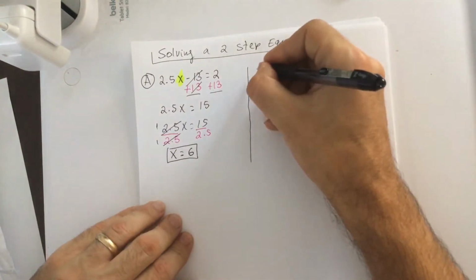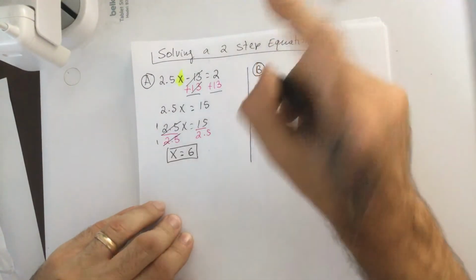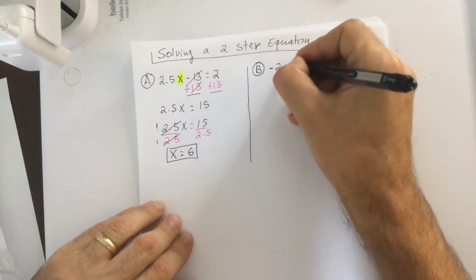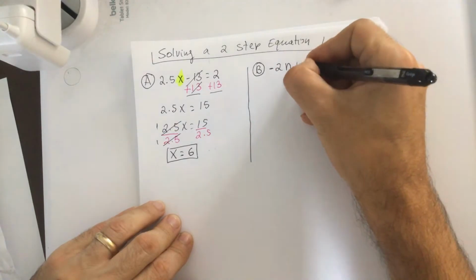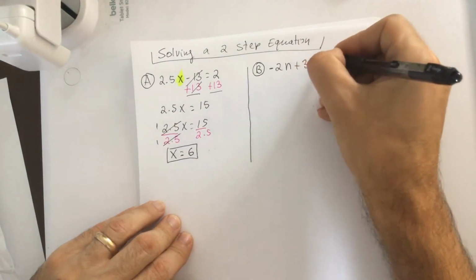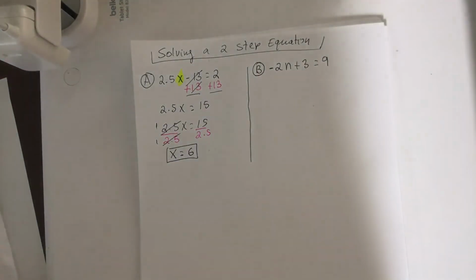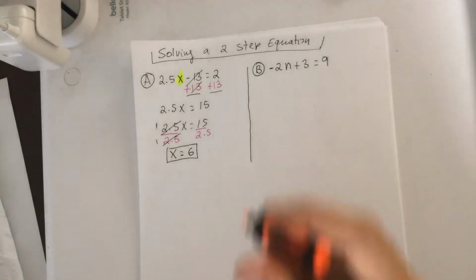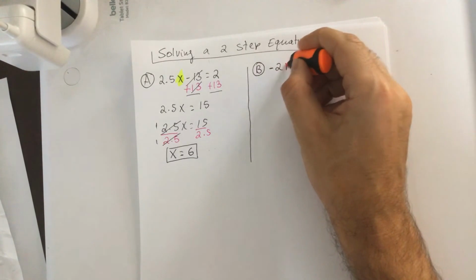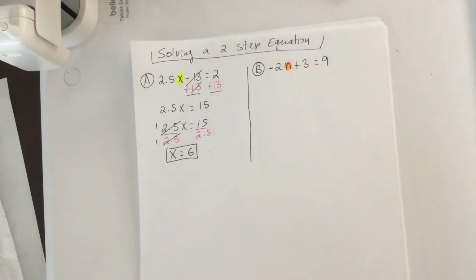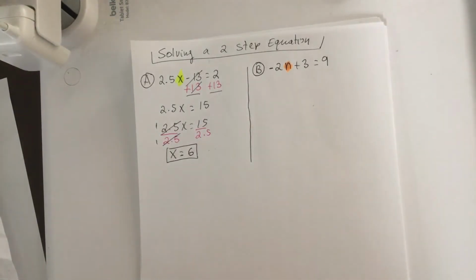Let's try another example. This one, I want you guys to pause the video and try to do it yourselves. See if you're able to get the answer. And again, remember, you're trying to isolate the variable and solve for n. Pause the video and try it. All right, let's see if you got it right.